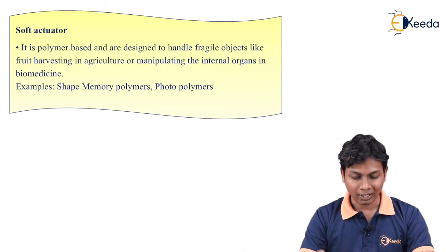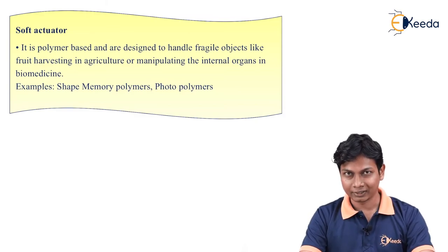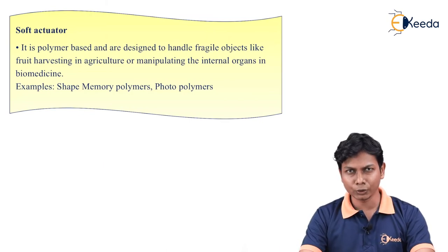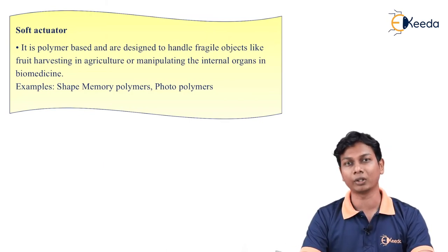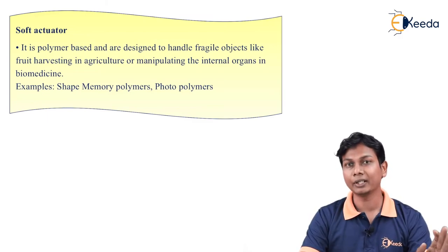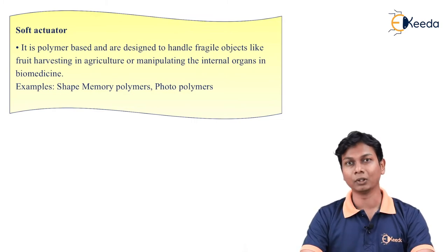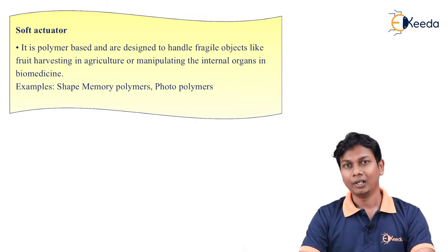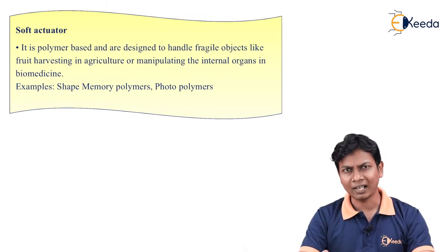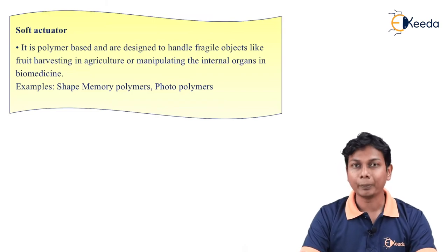Examples include fruit harvesting in agriculture or manipulating internal organs in biomedicine. So in biomedicine, when artificial intelligence is used in a robotic system, these soft actuators are used. The examples are shape memory polymer and photopolymers. These are the new things you have to know about. So we'll start: what is a shape memory polymer?